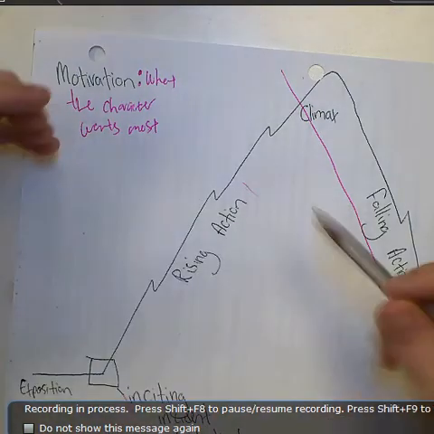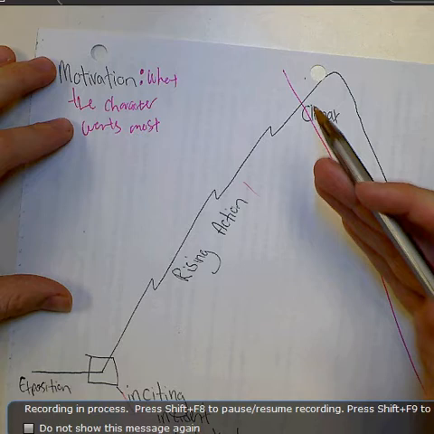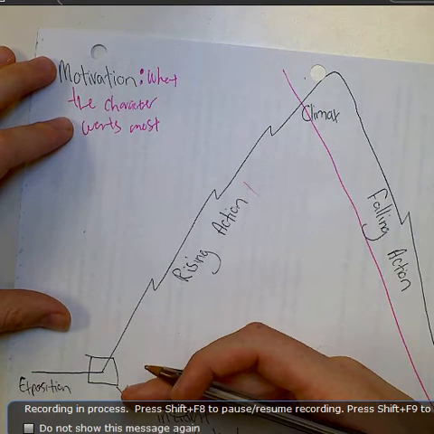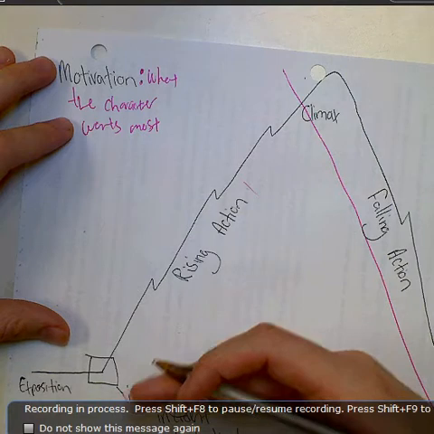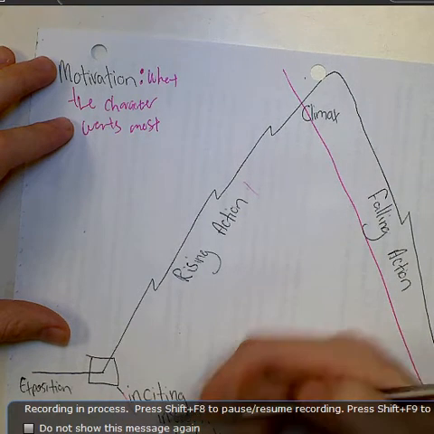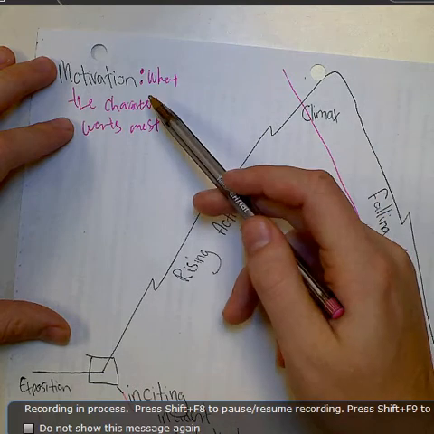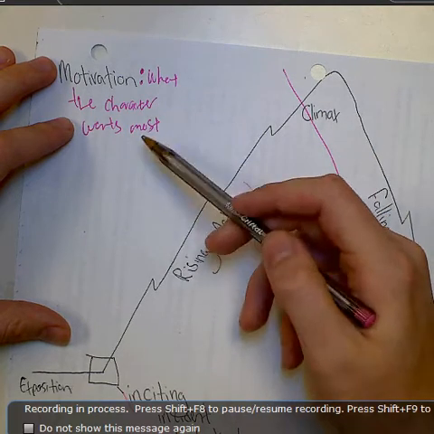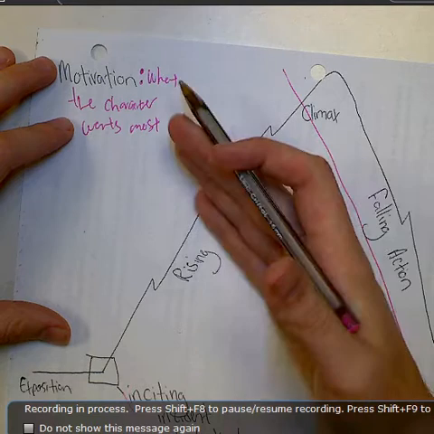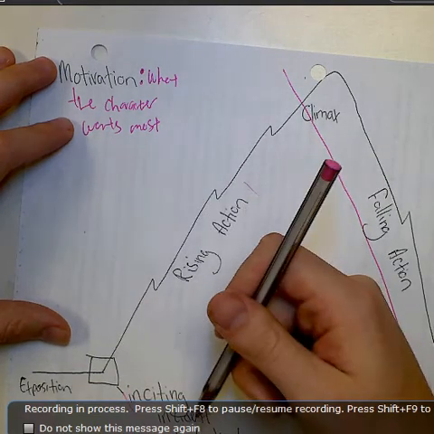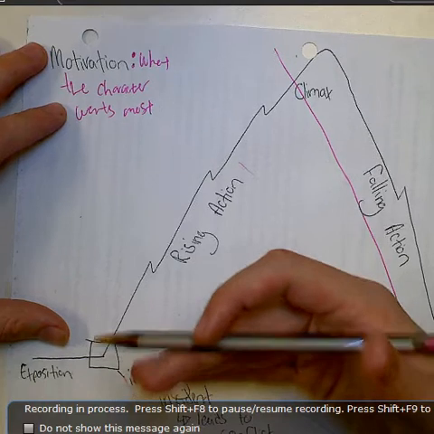Or if we're talking about Simba wanting to be king, his motivation is to be king, and then Scar is going to oppose that motivation because Scar also wants to be king, and we know that only one of them can. Same thing if you're going to argue that Simba's motivation is to avenge his father's death, or to get back at Scar. What Simba wants most then is to kill Scar, and you know Scar is going to fight against that because Scar doesn't want to get killed.